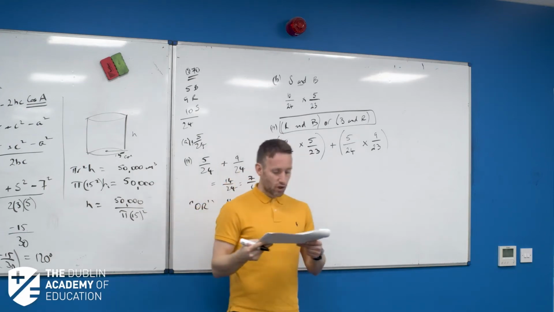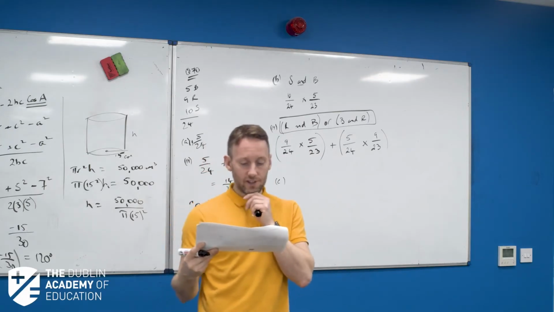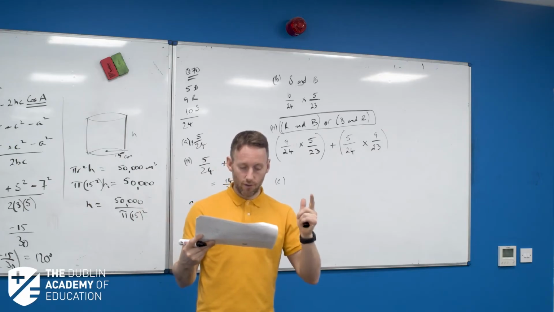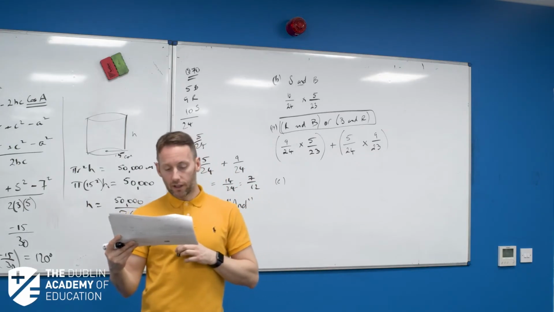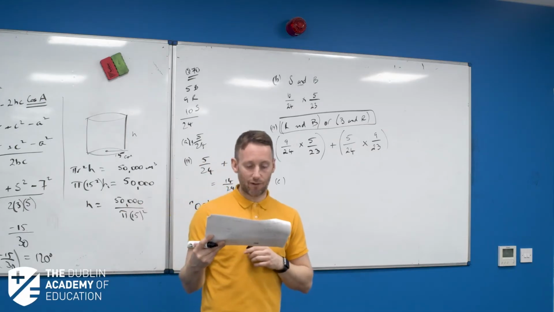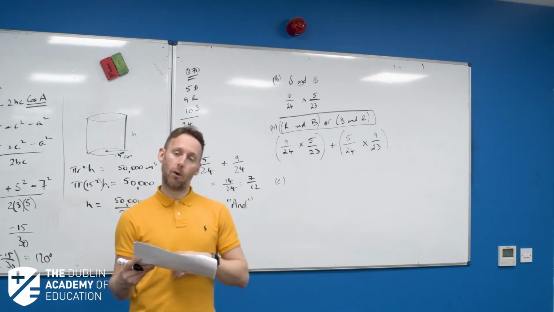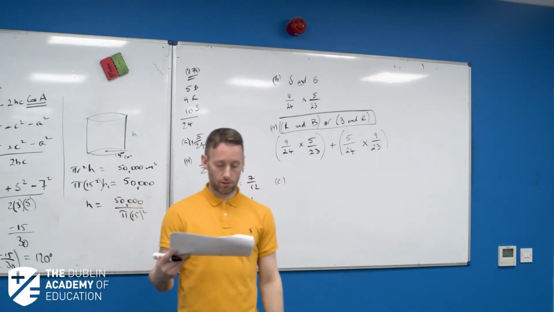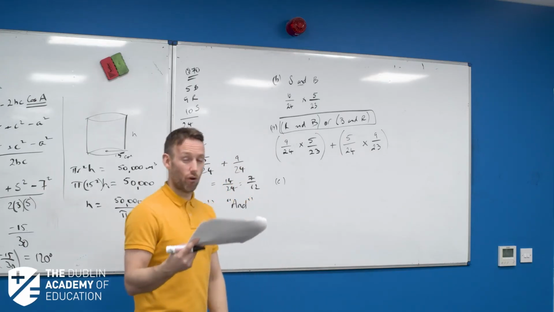C says, 3 of the black cars, 2 of the red cars, and 4 of the silver cars have diesel engines. So 3 blacks, 2 reds, and 4 silver have diesel engines. One car from the garage is again selected at random. What's the probability that it's a red car or a diesel car? And when we see or, we know we're inclined to add the probabilities. So, we're asked to find the probability that the car is red or diesel.